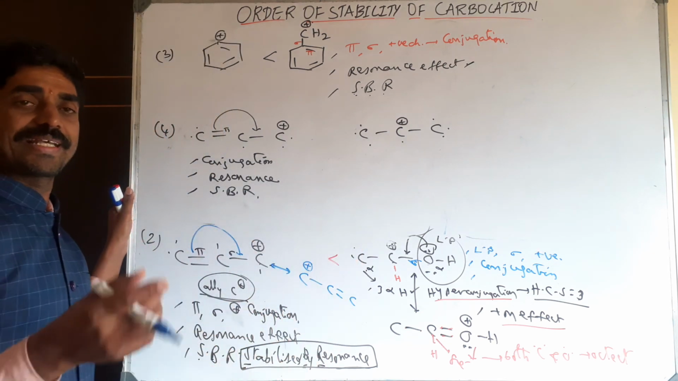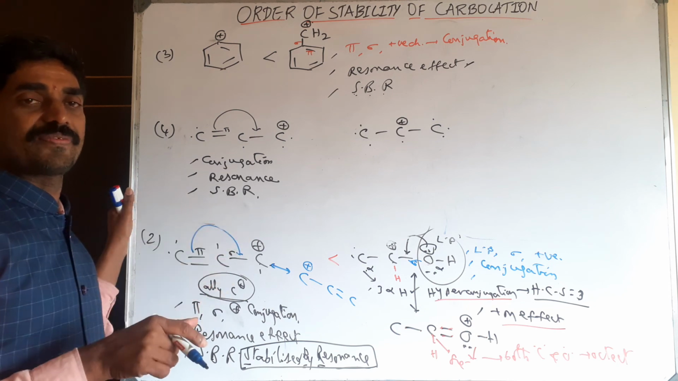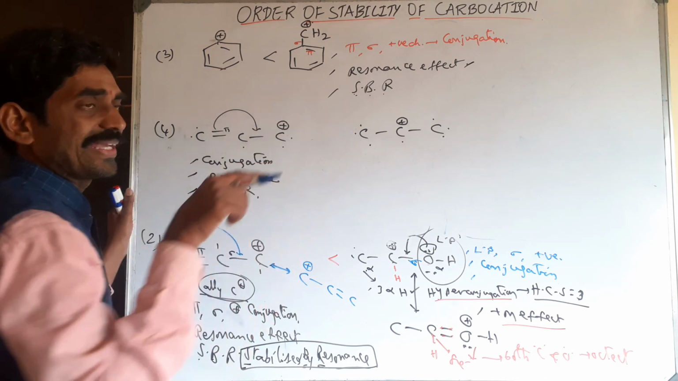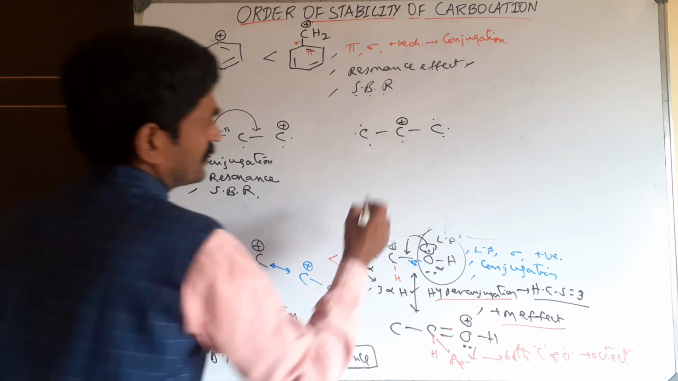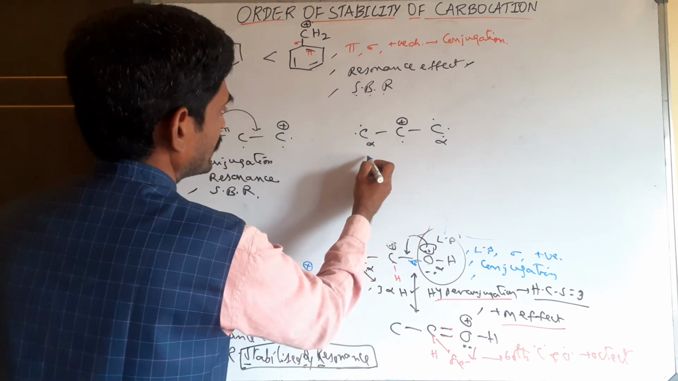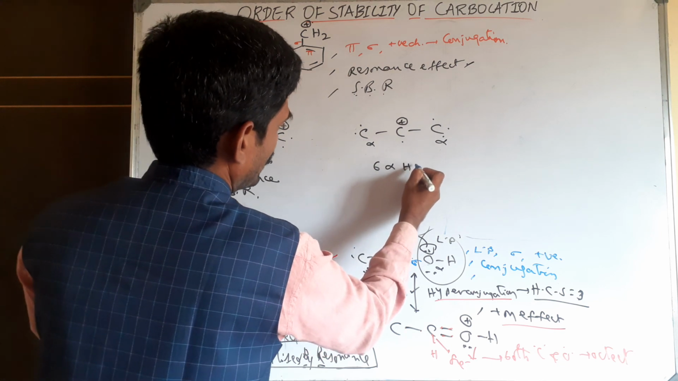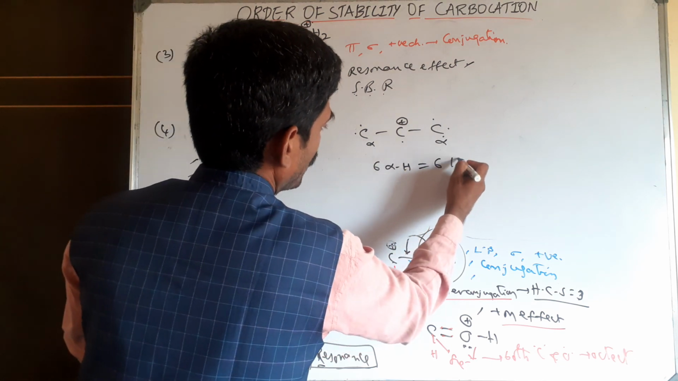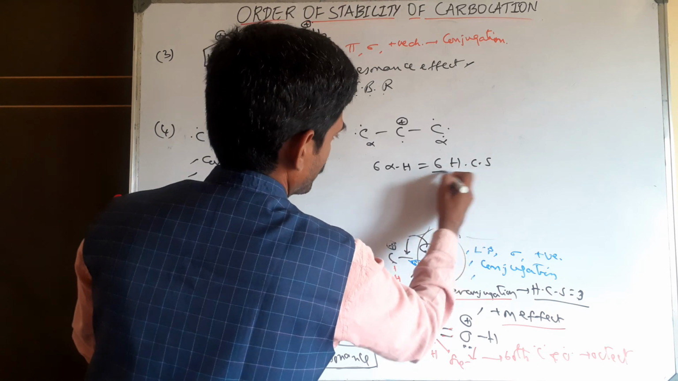No conjugation means next you have to check which electron migration effect is going to operate. That may be inductive effect or hyperconjugation. It is an alpha carbon. So here 3 plus 3, 6 alpha hydrogens are available, so that's why it can form 6 hyperconjugated structures.